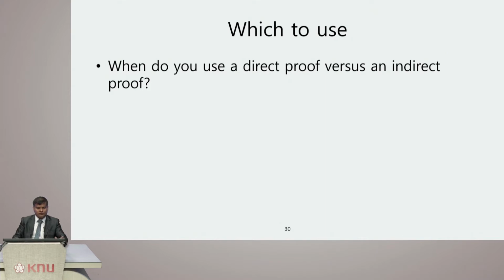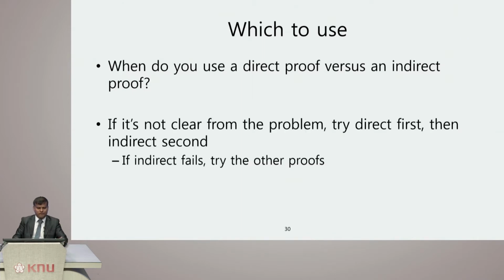So now the question is, when do you use direct versus indirect proof? It's always better for us to try the direct first. Try to prove a statement using the direct proof method. If it's not clear, we always go for this direct method, and then you can go for the indirect method. If the indirect method fails, then we can go for other methods. There are a lot of other proofs that are available.